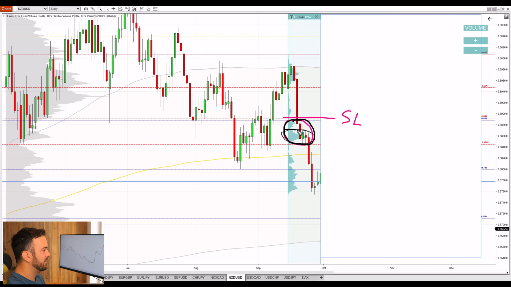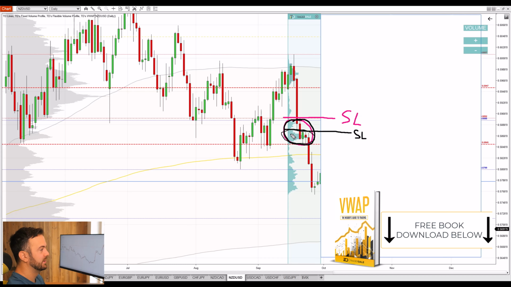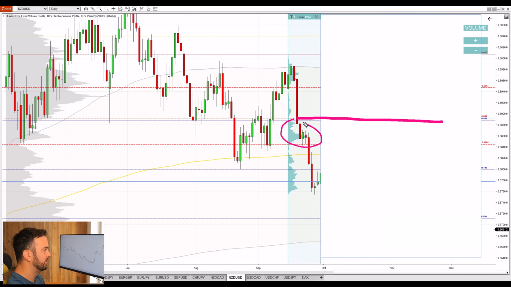Placing the stop behind the first heavy volume cluster in here, I thought that this would be too tight a stop loss for a swing trade. So I decided to go for a wider stop loss, and I decided to consider this whole zone a resistance barrier. So I placed the stop behind it, right? Just to let the trade breathe a bit.